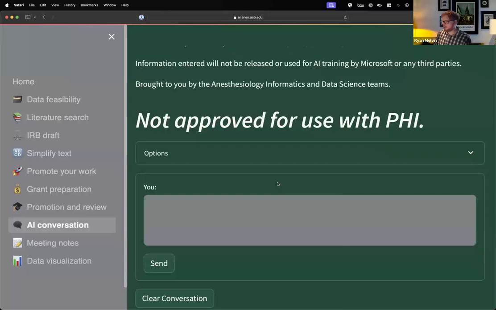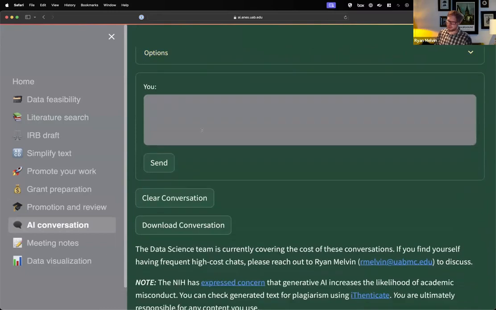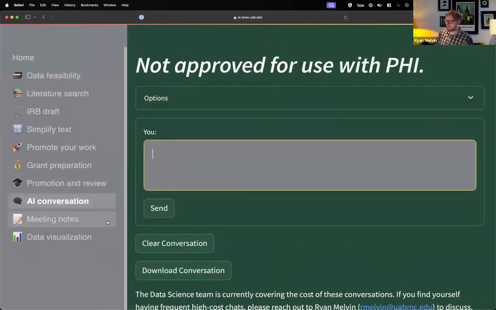We have just our own little sort of great value brand version of ChatGPT here. It doesn't keep conversation histories, but if you're a little wary of the commercial tool, want something a little safer that's on UAB blessed technology, you can come here and you can talk to ChatGPT.